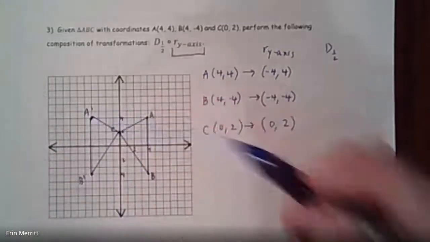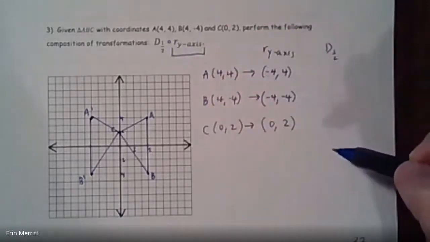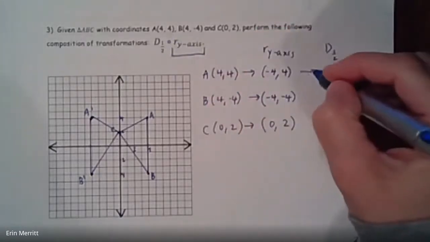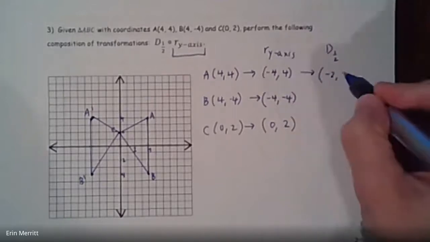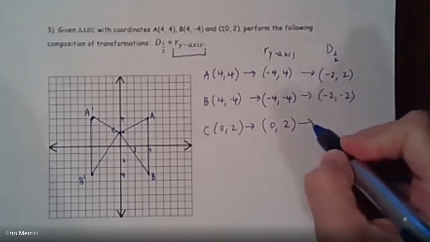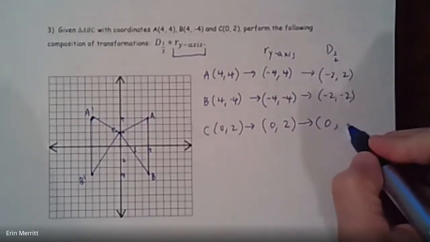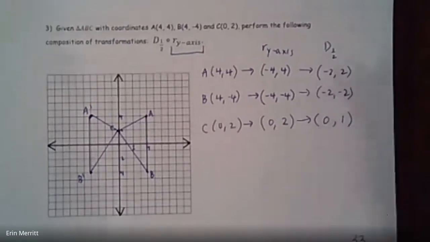Oops, a little crooked, but there we go. All right, from here, now we're going to dilate by a half. So we're multiplying each coordinate by a half. So negative 4 times a half would be negative 2. This would be positive 2. This is going to be negative 2, negative 2. That will still stay 0, but then this is going to come out as 1. And so I'm going to grab a different color just because it's a lot going on one graph.